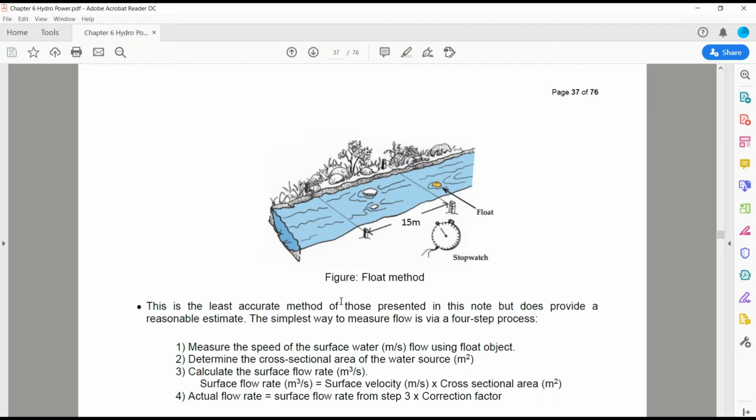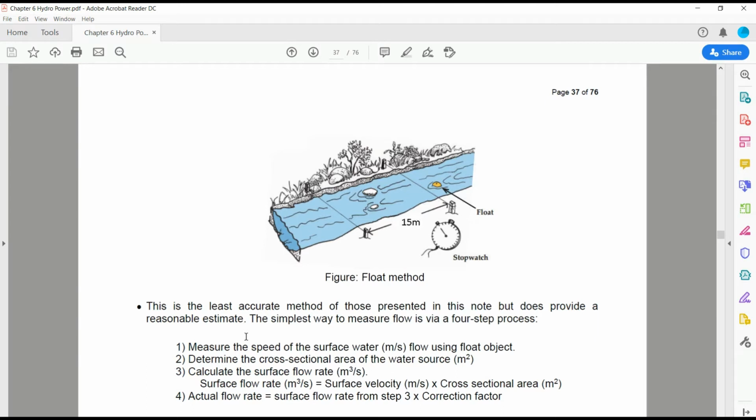So this is an example of the float method. Actually you need to make it far, but this is only an illustration. So in this example you have 15 meters. You need to take the timing using a stopwatch. So this is the starting point and this is the ending point. This is the least accurate method of those presented in this note, but it does provide a reasonable estimate.